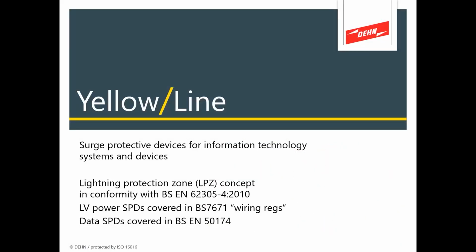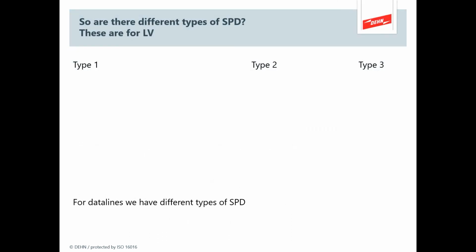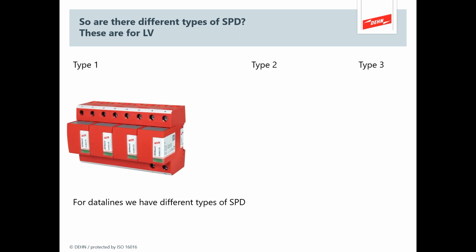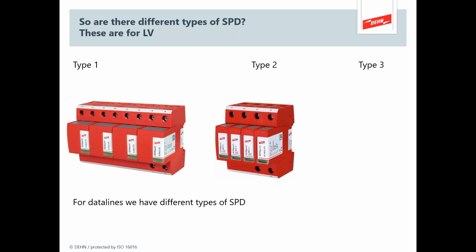So we're going to have a look at the types of SPD now. We're going to have a look at how it all interfaces with the regulations. As we know, in LV there is the type 1, type 2, and type 3 SPD. For data lines, we have something a little different. We still have 3 types, but it's all terminology.